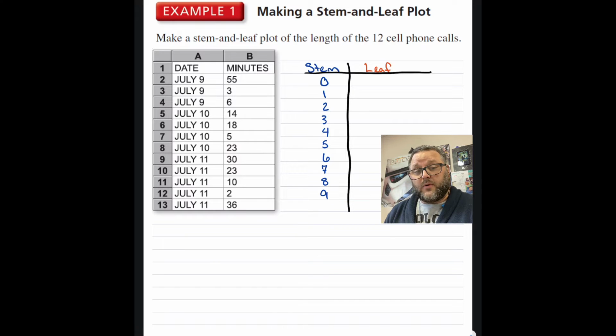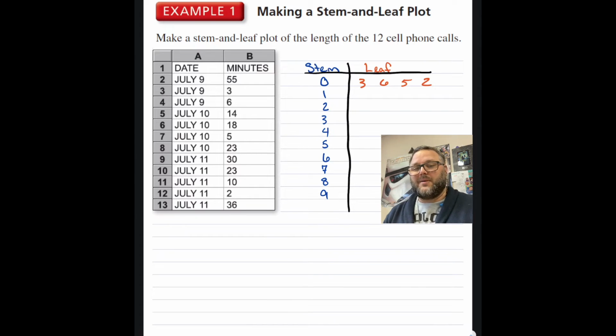So what I'm looking for is anything that's less than a minute, or less than an hour, really, in this case. So if I have 0 minutes, anything within the 0 minute range would include 3 minutes, 6 minutes, 5 minutes, and 2 minutes. And I want to just go down the list and go 3, 6, 5, 2.